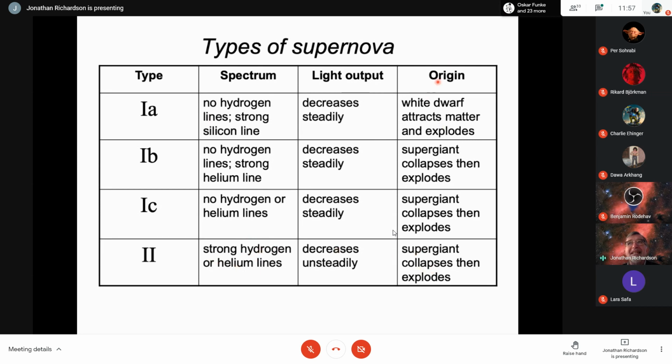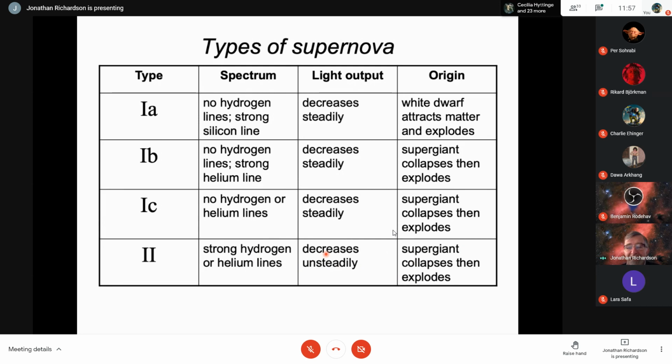So we are seeing the demise of a star during an event where there is no hydrogen present, which for class 1 supernova says this star has finished burning all of its hydrogen. There is no hydrogen left. So we see no evidence of hydrogen in a class 1 supernova. Class 2 demonstrates strong hydrogen or helium, which means again it's a supergiant that has collapsed because there are still remnants of hydrogen and helium in this object.